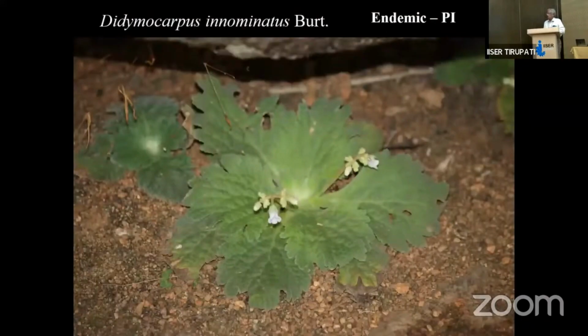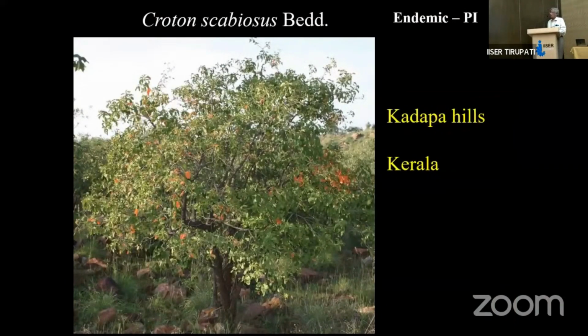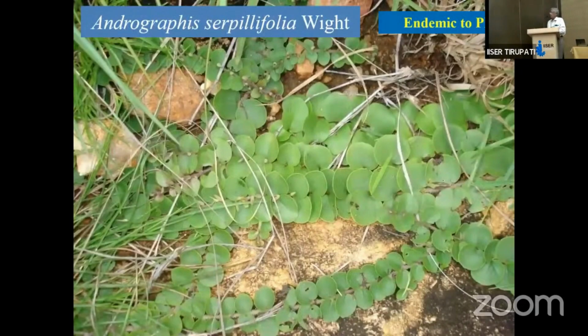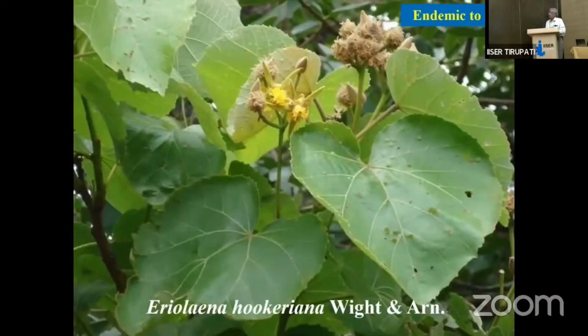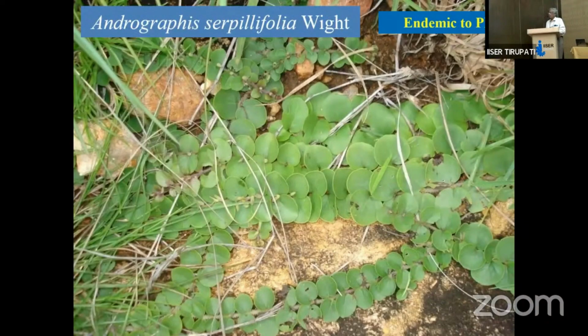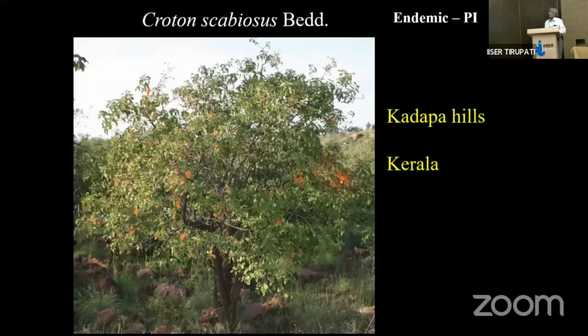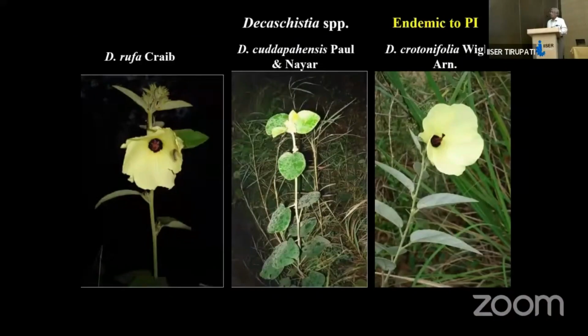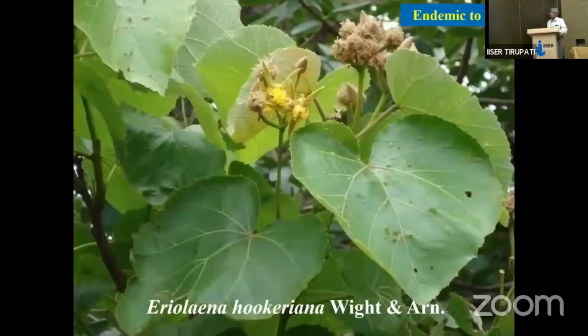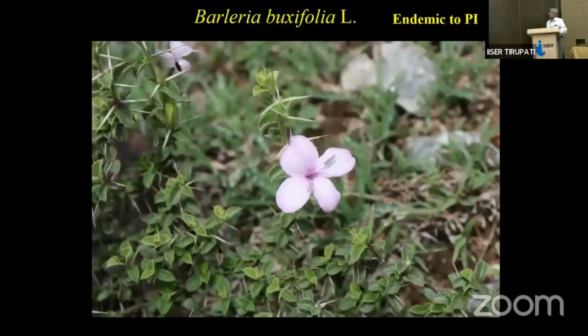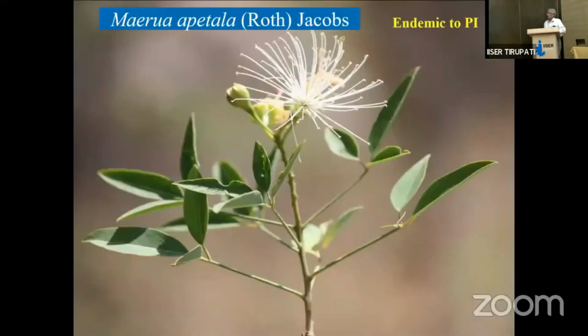Some of the plants here are Croton scabiosus, Andrographis serpyllifolia, Andrographis beddomei, some of the endemic plants. Croton scabiosus occurs only in Kadapa district, nowhere else in the world. They said it occurs in Kerala, but we checked, it does not. So the point is, there are Dicliptera and Ceropegia, as I was telling you earlier, and Balanites. There are many endemic plants.